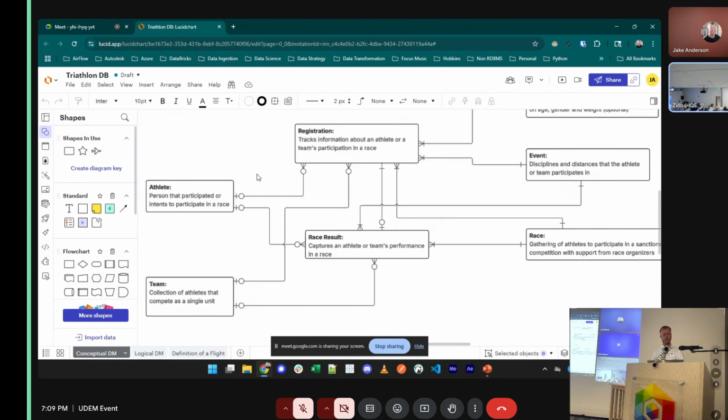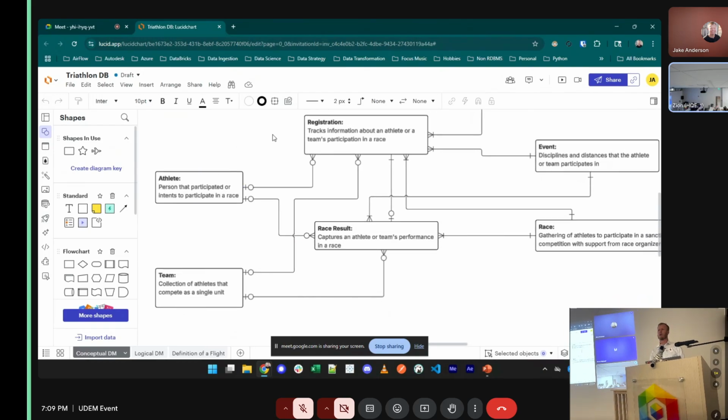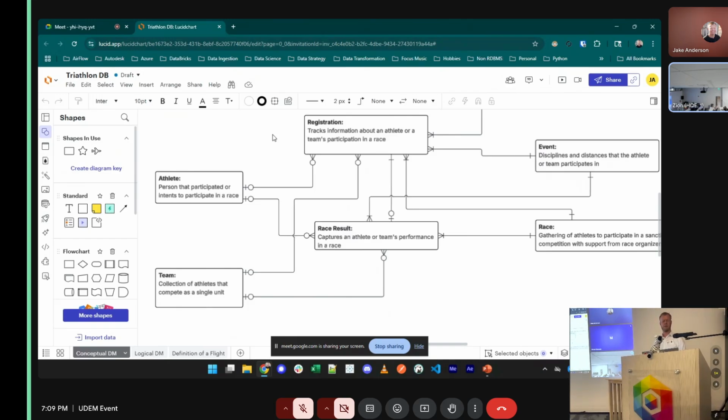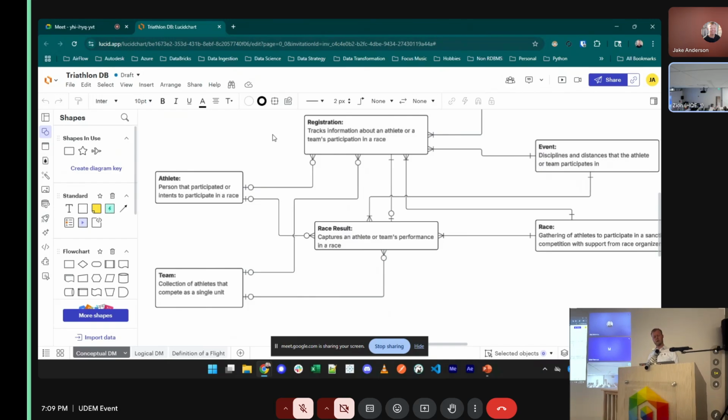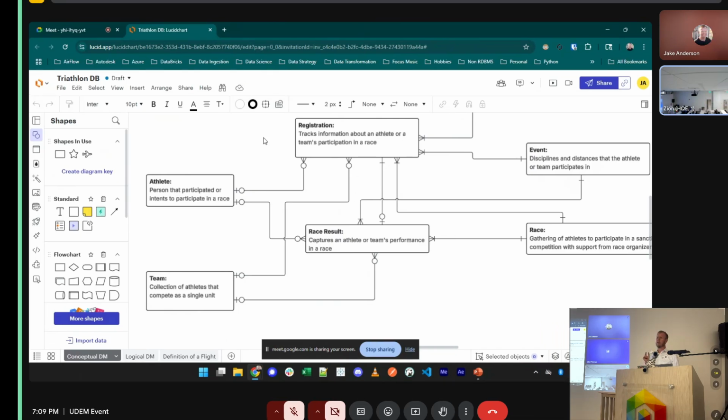Once we've done that, we can make something like this where we say, okay, we've decided that an athlete is a core concept. And we've defined what an athlete is. An athlete is a person that participated or intends to participate in a race. A nice one-liner that helps drive that guidance. And we have other things like registration, race events, races and events. And these one-liners become really that North Star.